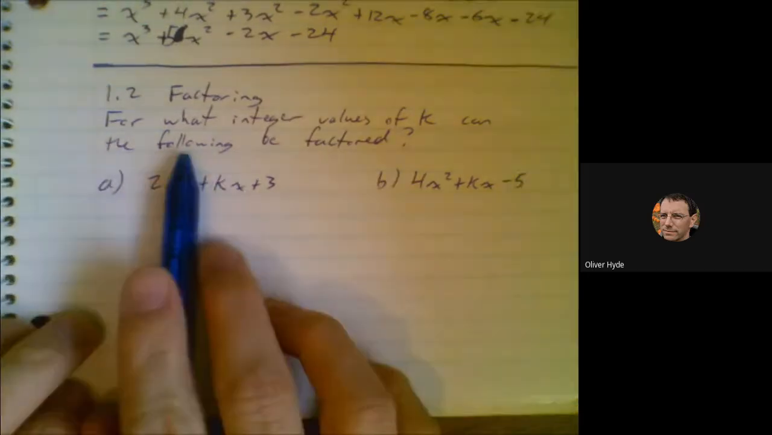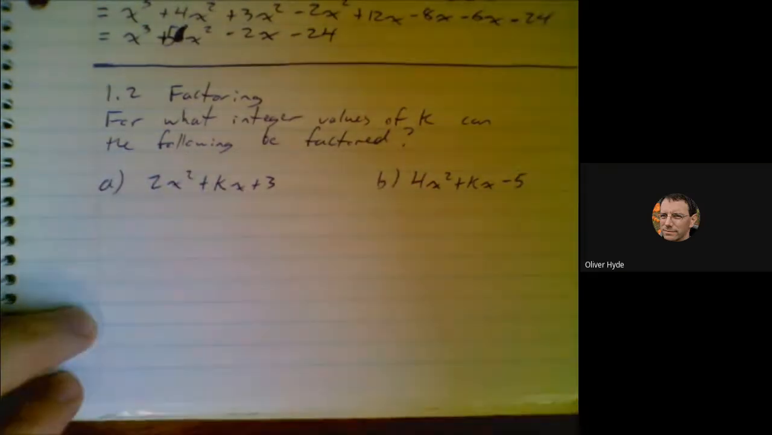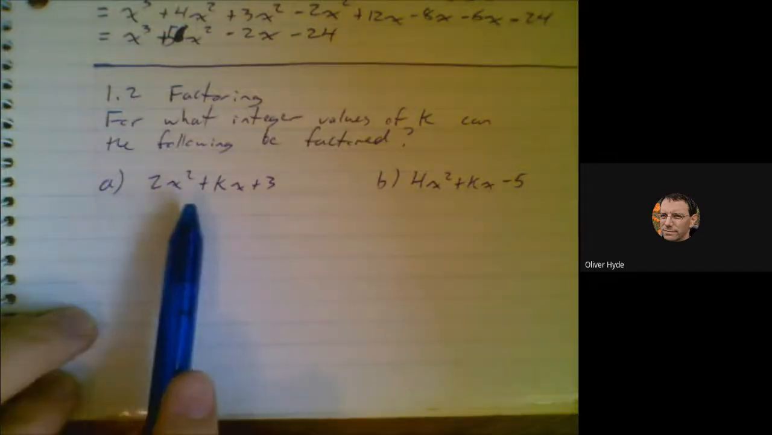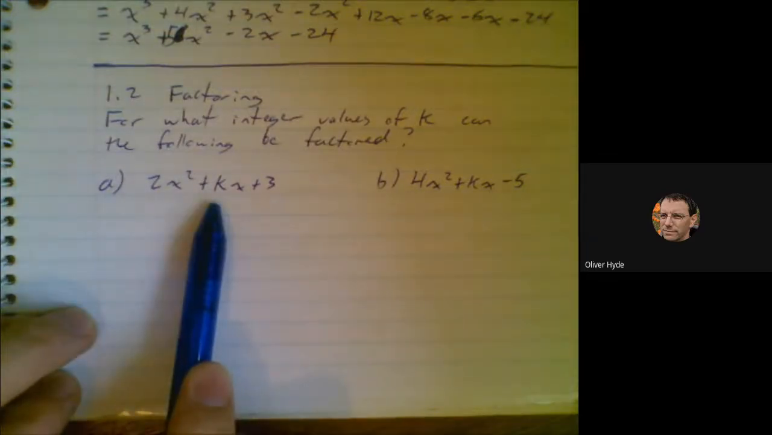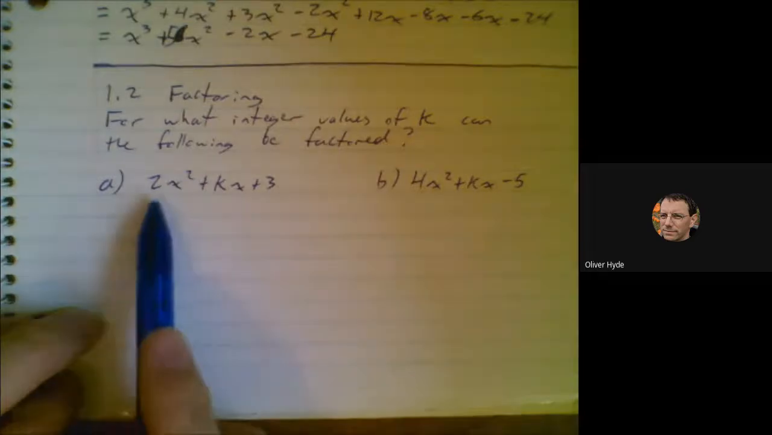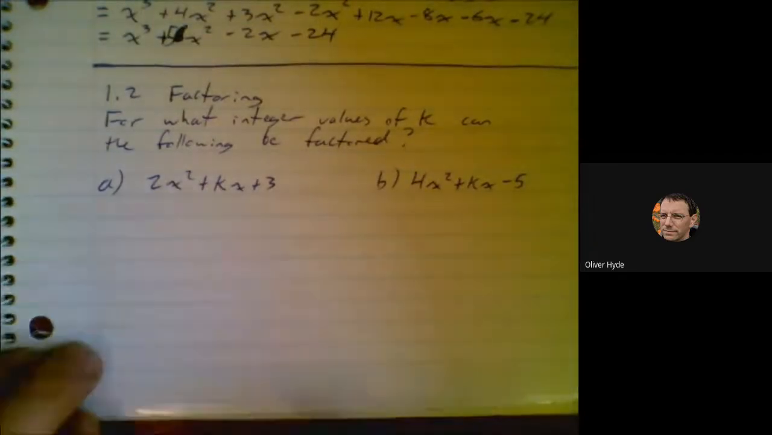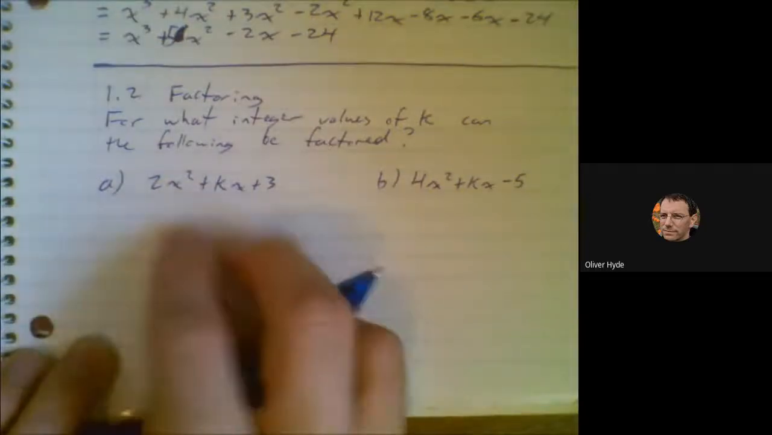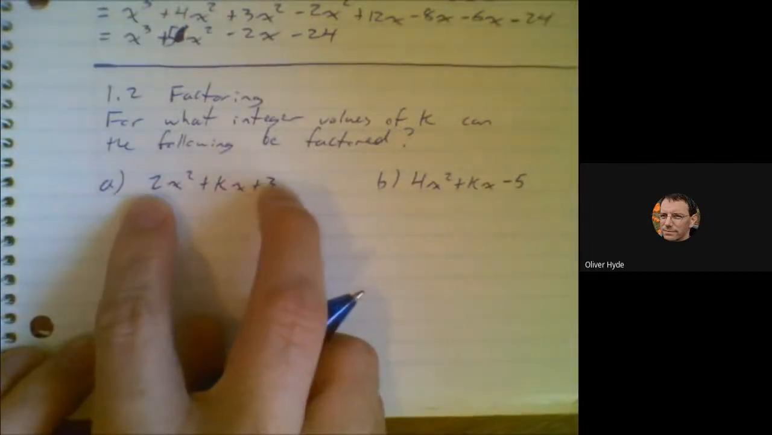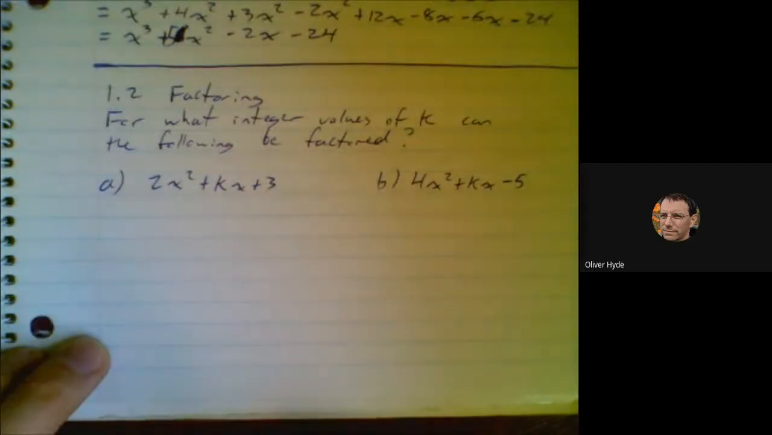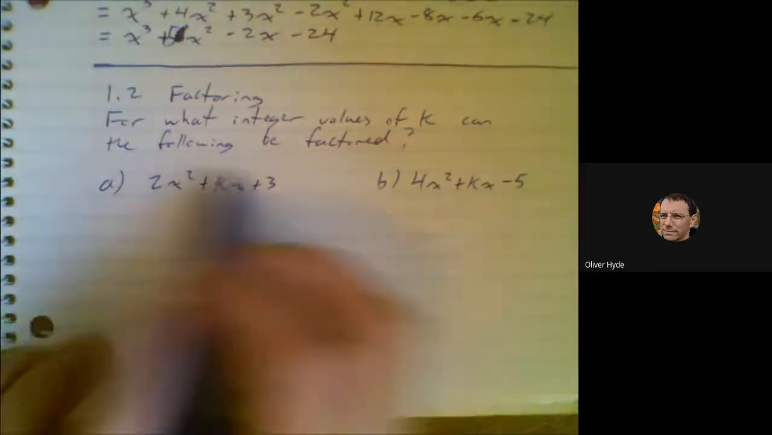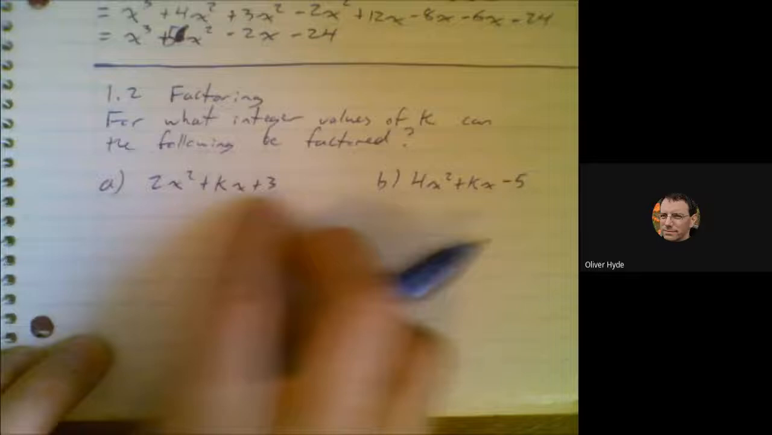So the activity that I want you to try out with me is answering the question, for what integer values of k can the following expressions be factored? So I've got 2x squared plus kx plus 3. What this will do, I think, is help us understand the options that we have for our coefficients when we're factoring here. For example, this is not a factoring question. I'm not asked to factor this.